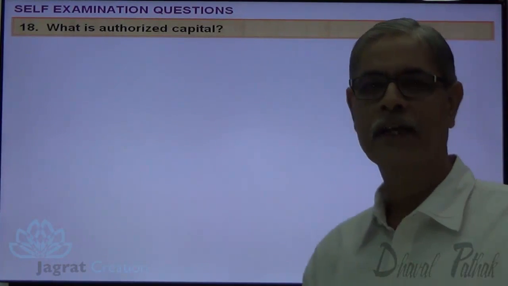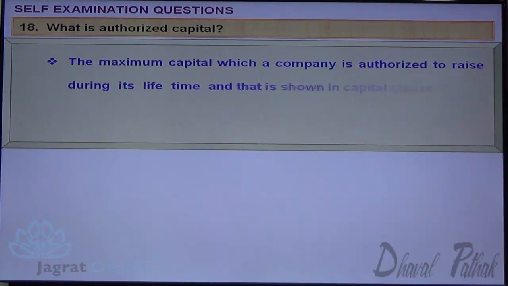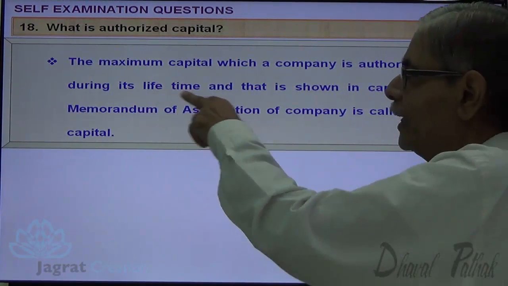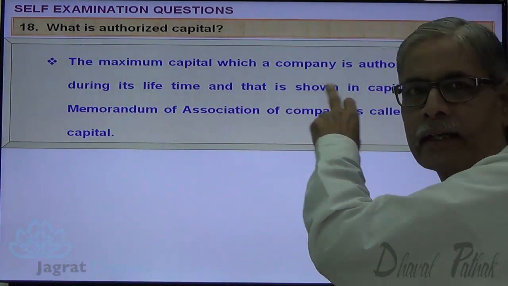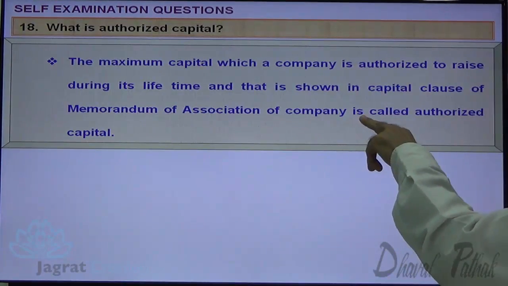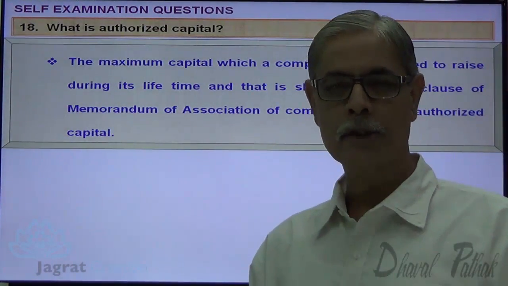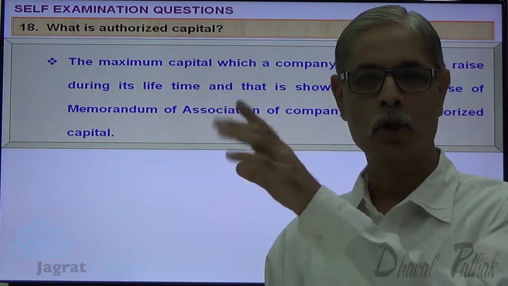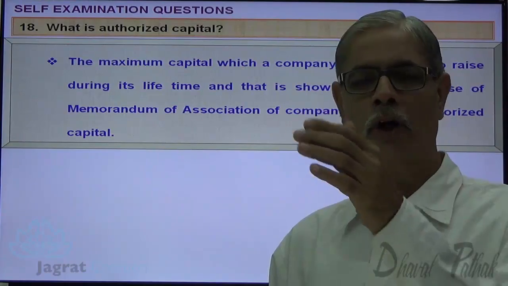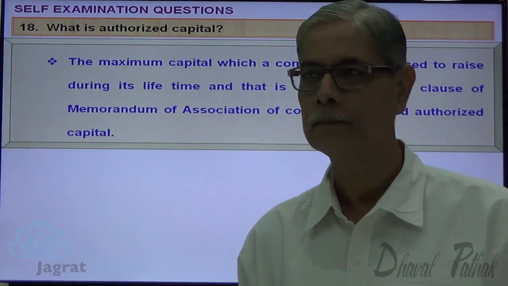What is authorized share capital? The maximum capital which a company is authorized to raise during its lifetime, and that is shown in the capital clause of the memorandum of association of the company, is called authorized share capital. So authorized share capital is disclosed in the capital clause of the memorandum of association, which shows the authority of the company to raise the capital during its lifetime.